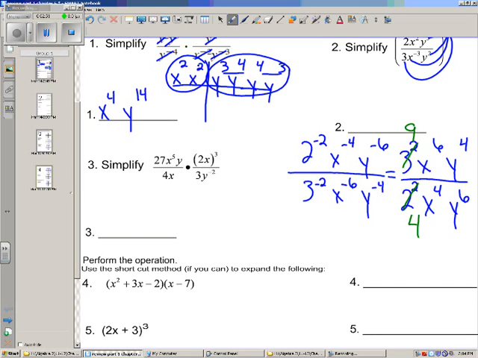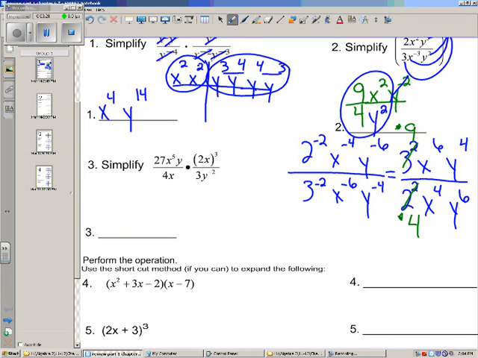The fraction 9 over 4, I can't simplify. So I'm just going to leave it as 9 over 4. My x's, I can subtract the exponents. So I end up with x to the second on top. And with my y's, I'm going to subtract my exponents, which automatically it goes to the top. But because I have a negative exponent, the negative exponent will force that y to move to the bottom. And then here's my final answer, 9x squared over 4y squared.